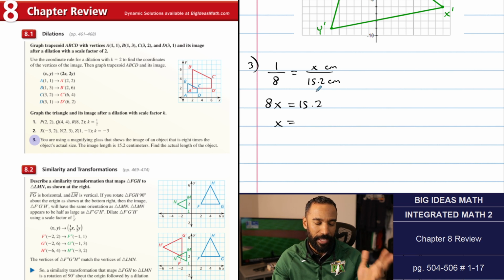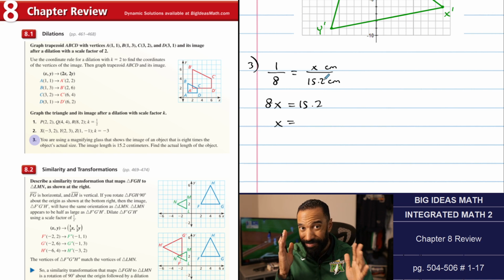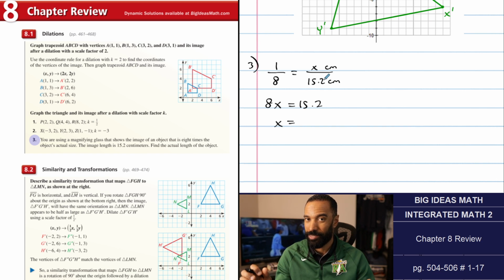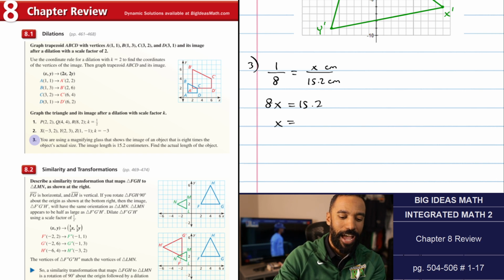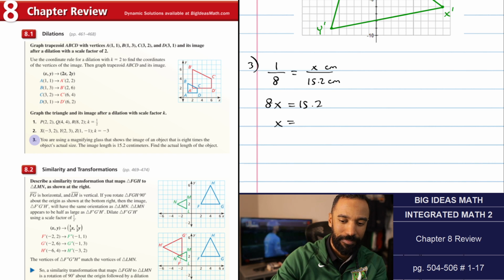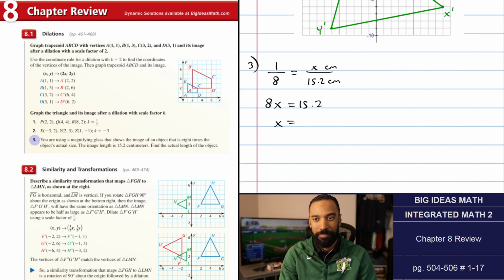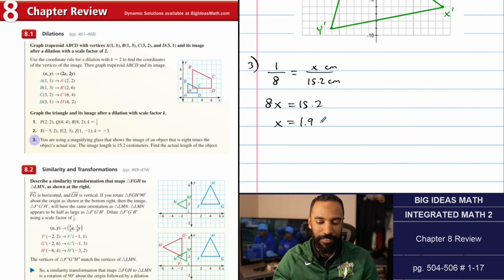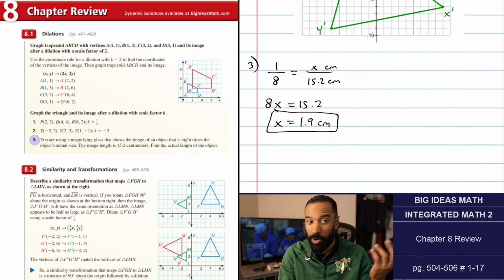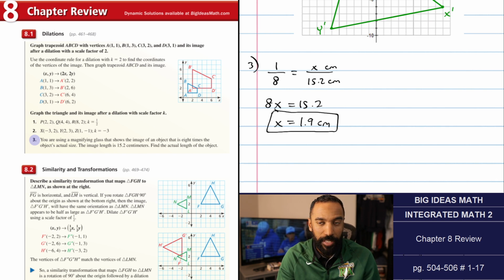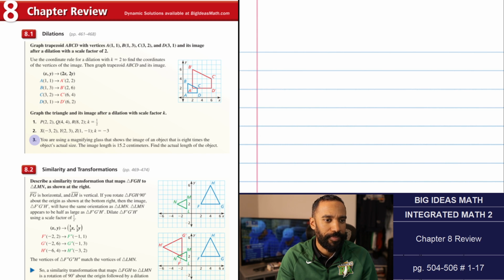It's not a whole number, but it's a normal number. 1 point... I'm going to use a calculator. I should know. 1.9. I don't know why that took me a while. I was going to say 1.8 and it wasn't that and I gave up. So 1.9 centimeters for the original object, because it needs to be 8 times smaller. We need to reduce it by 8 times basically. But that proportion thing is going to carry through a lot of other problems in a moment.